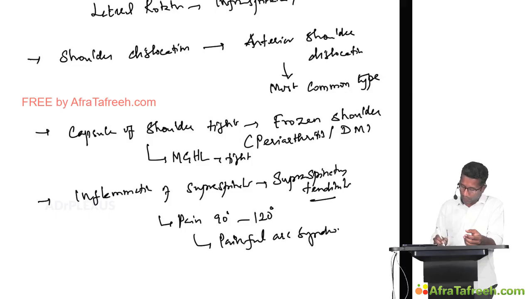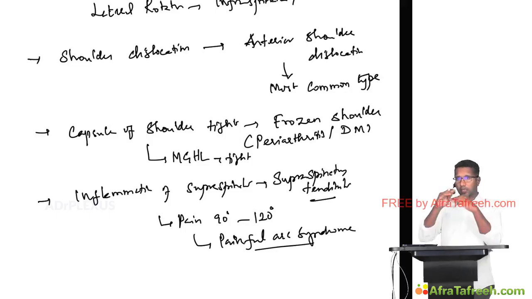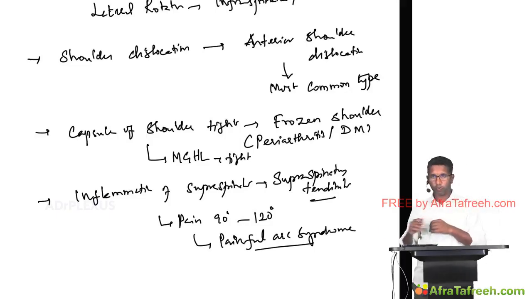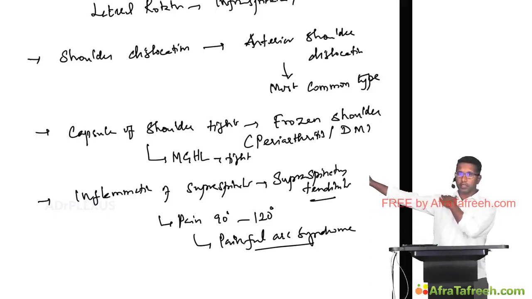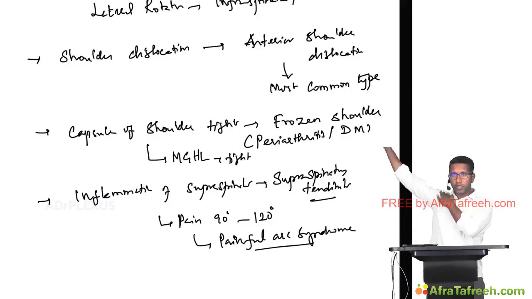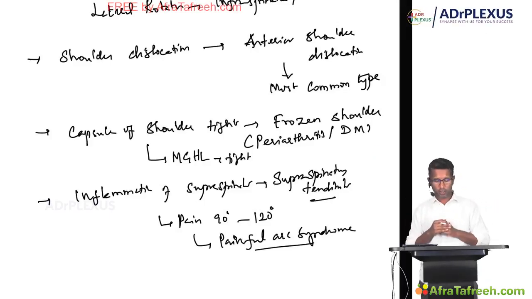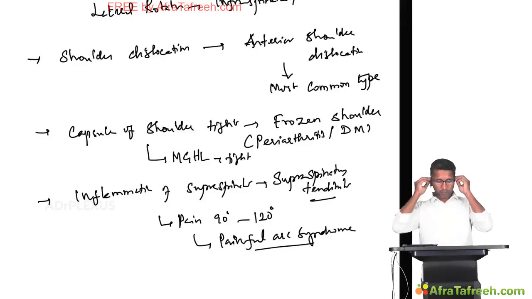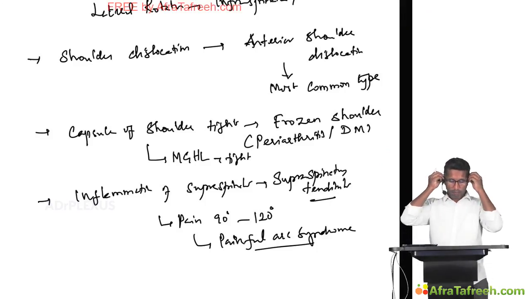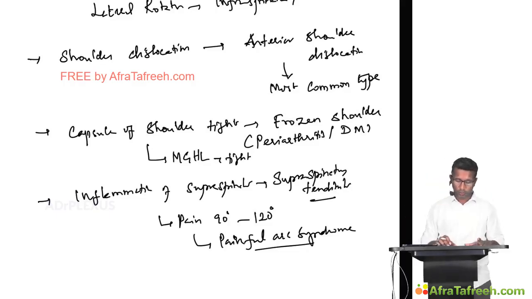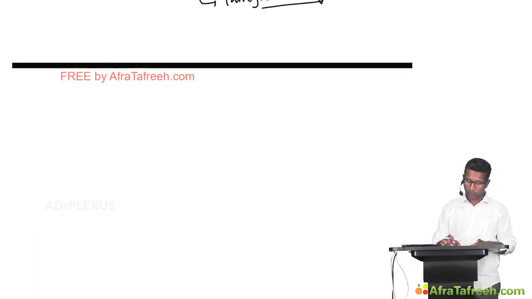At this arc, the supraspinatus tendon gets rubbed against the acromion. So when you lift your limb like this between 90 and 120 degrees, the acromion rubs on the supraspinatus tendon, causing severe pain. That is called painful arc syndrome. These are certain pathologies around the shoulder joint.